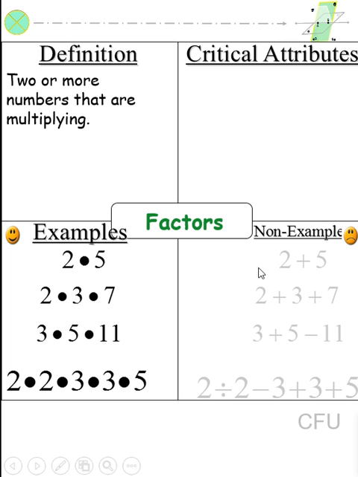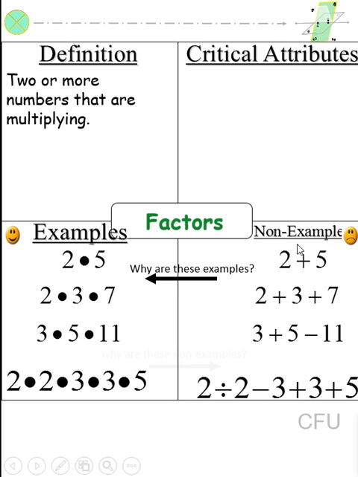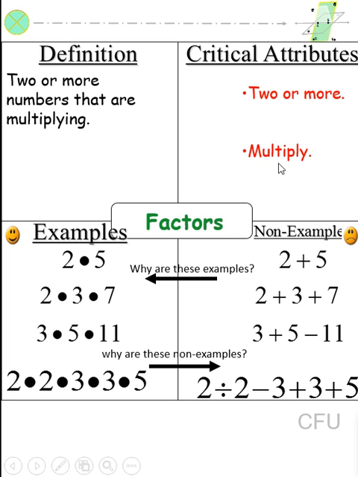So, who can share why these are not factors? Ozzy. Because they're not multiplying. Does everybody see that this one's adding, subtracting, dividing? Factors only have multiplication. So what would be a critical attribute? That factors are numbers, two or more, and they are multiplying. Write that in there, please.